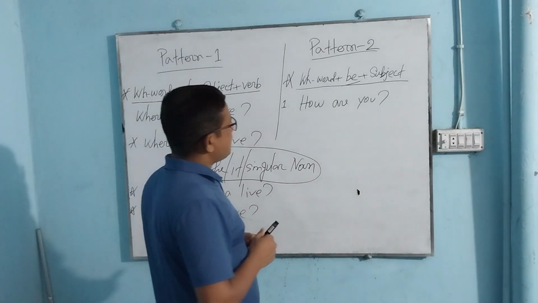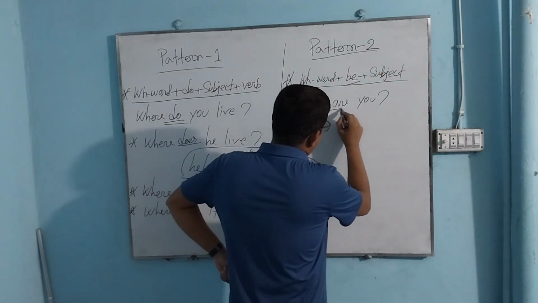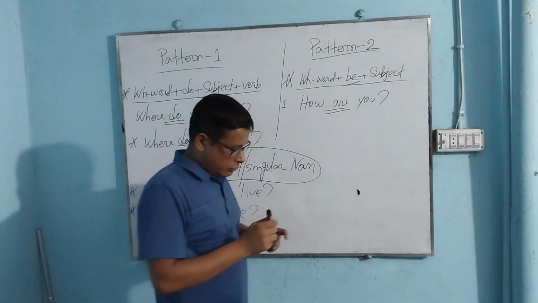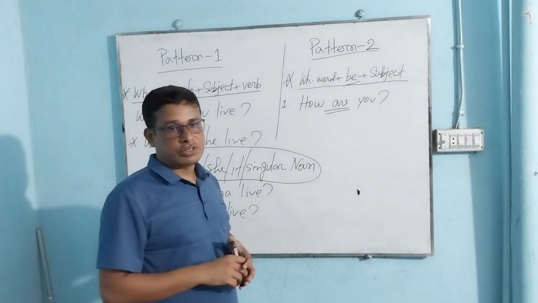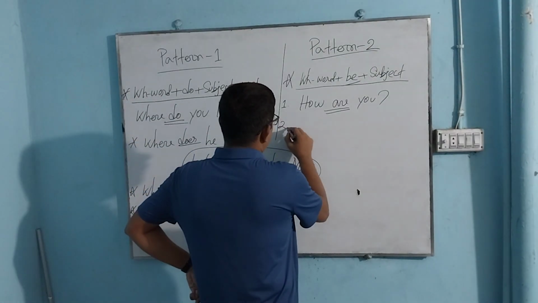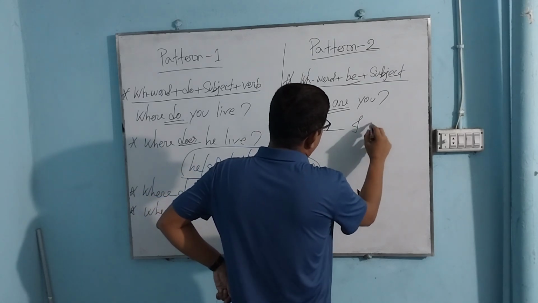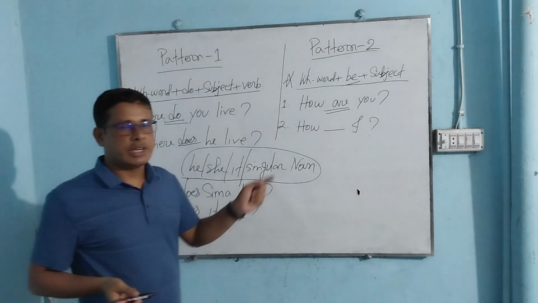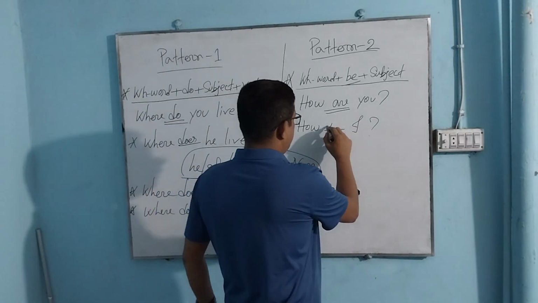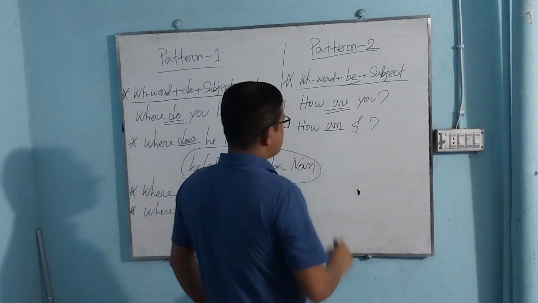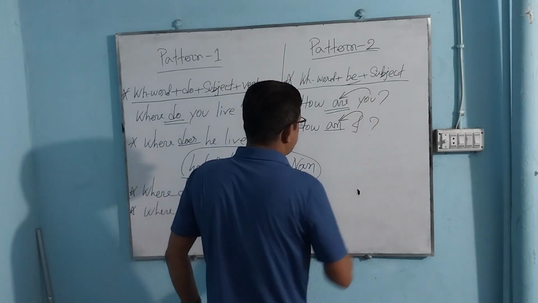Here is a point. We will not always use are in a sentence. It depends on the subject also. Suppose if I give another example, how dash I. What will we use here? We will use am. How am I? Not are. Okay. It changes on the basis of the subject.